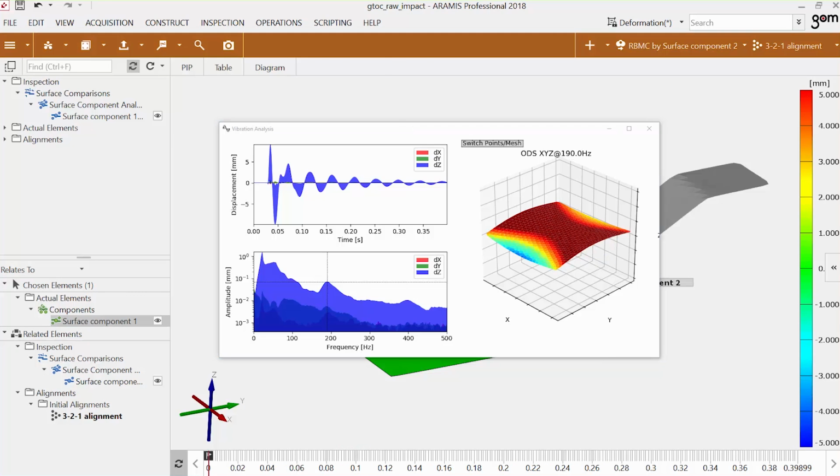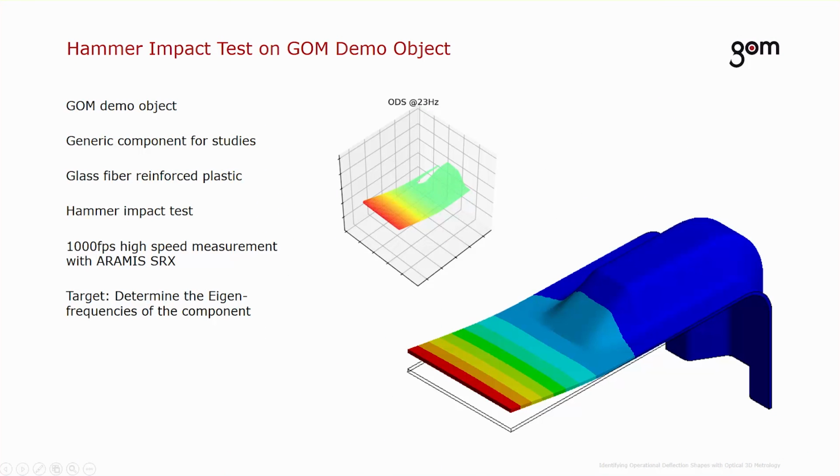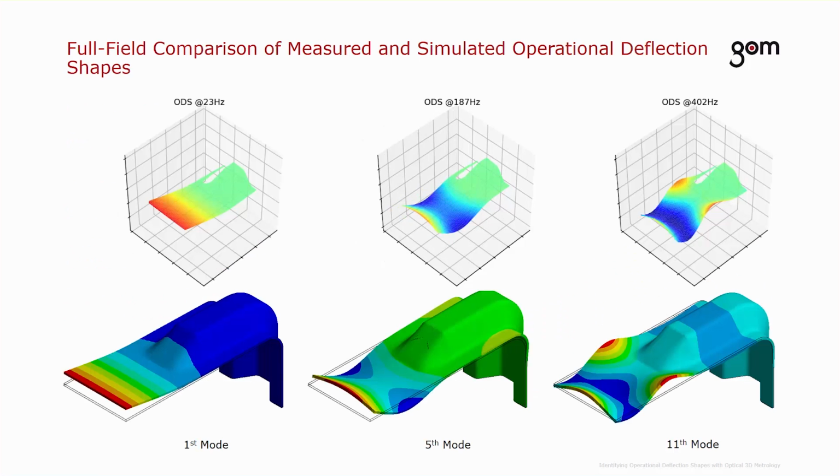So let me go back to my presentation. We have seen this workflow here as an outlook to what is also possible. I want to mention here the full field comparison of the measured ODS that we have seen. You can derive it from Aramis, and then you can also compare it to your simulated ODSs or mode shapes in a full field way. So we have the possibility to import FEA data, and you can also carry out this kind of comparisons or a first visual inspection.